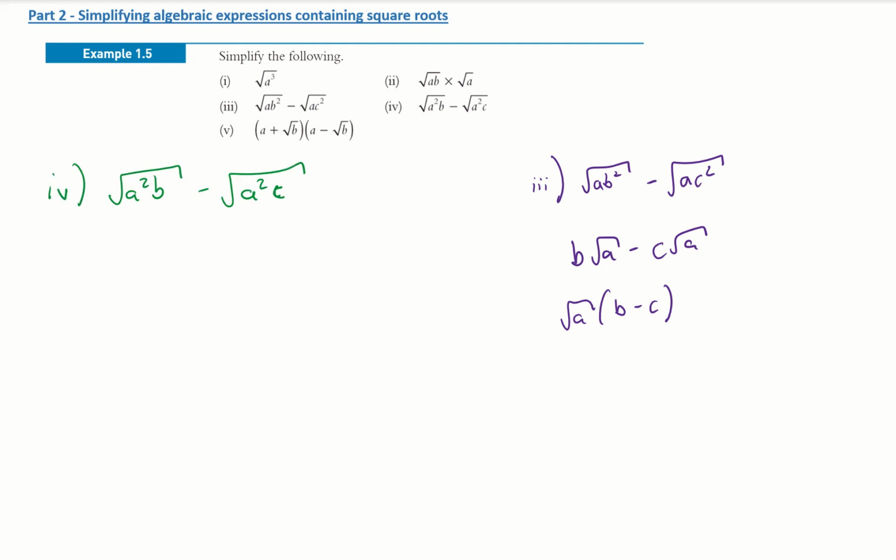For example, part 4, I've left in part 3 so you can see the comparisons and compare the similarities and differences. In this one, we now have a root b minus a root c. In the last one, it was what was under the square root that was a common factor. Now it's the whole term. And so here we have a, which is a common factor, so we're going to factorize that out. And we get root b minus root c.